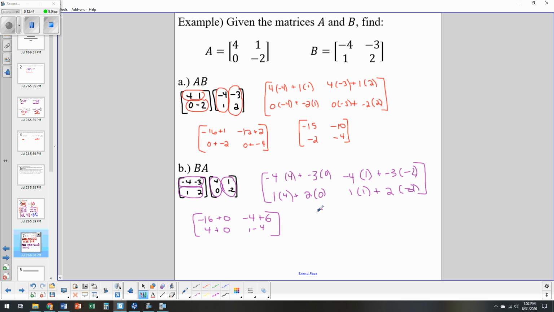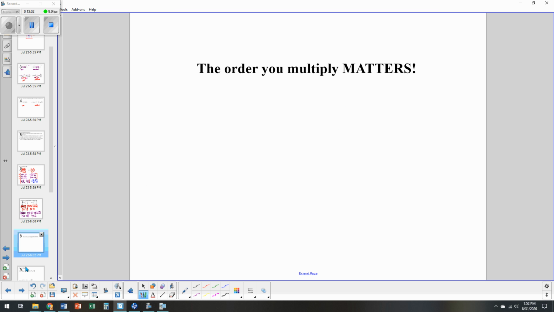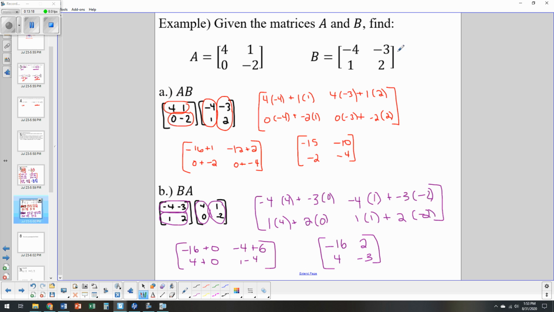So now this means my answer is negative 16, positive 2, positive 4, and negative 3. So you'll notice my answers are very different, right? So what that tells me is that the order we multiply matters, all right? If they tell you A times B, the rows from A have to be multiplied by the columns in B. If it tells you B times A, the rows in B have to be multiplied by the columns in A. All right, so the order we did them, even though it was the same two matrices, changed what our end result was.